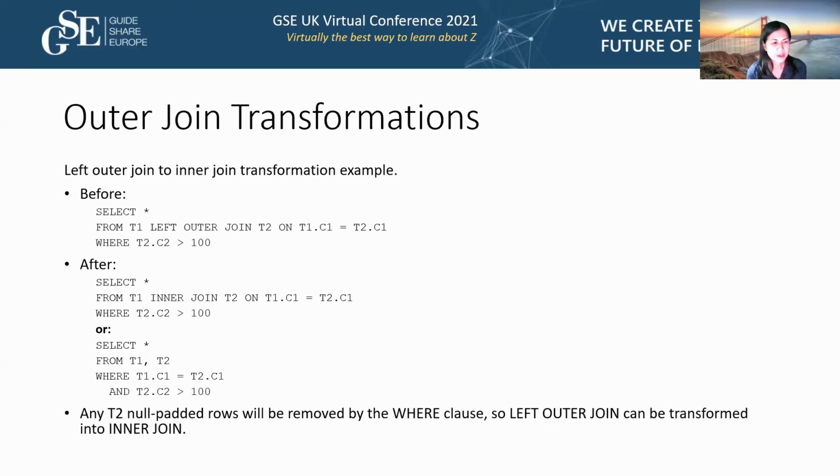In this case, we show an example of how Db2 transforms a left outer join to an inner join. We have T1 left outer join with table T2. After the transformation, T1 becomes an inner join with table T2. This transformation is possible because we have a local predicate, and this predicate will remove any null-padded rows from table T2. So the left outer join can be safely transformed to an inner join.